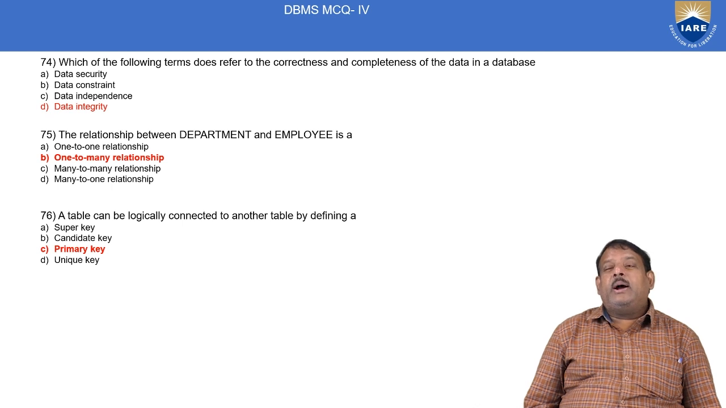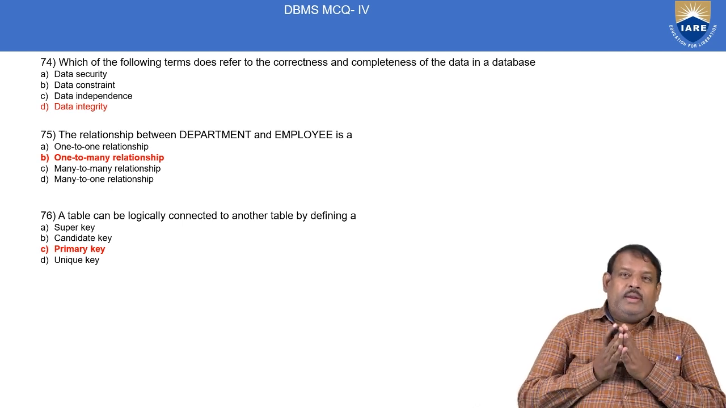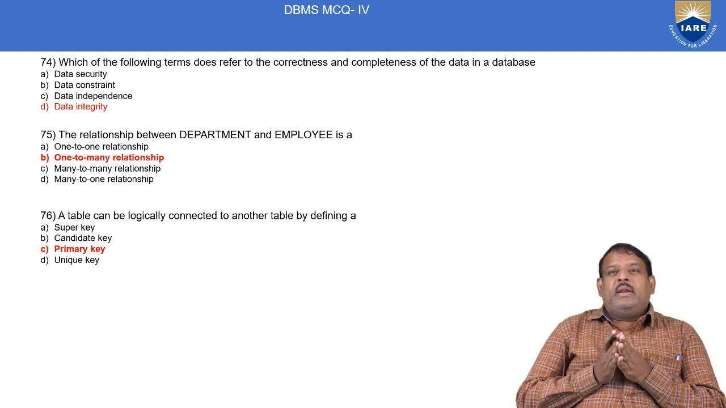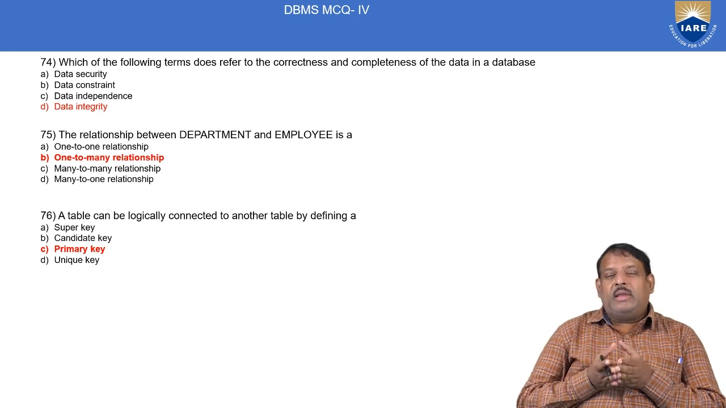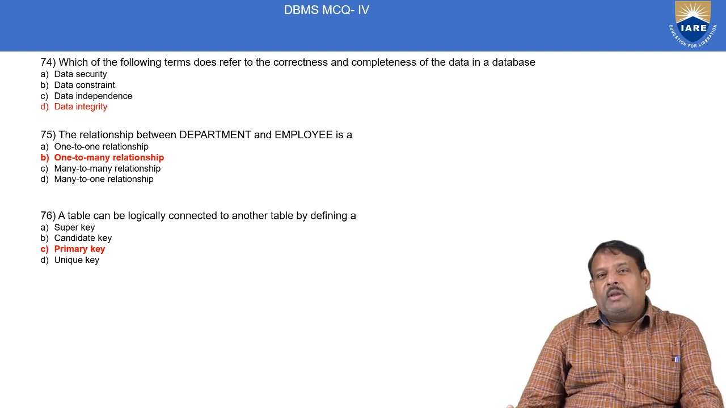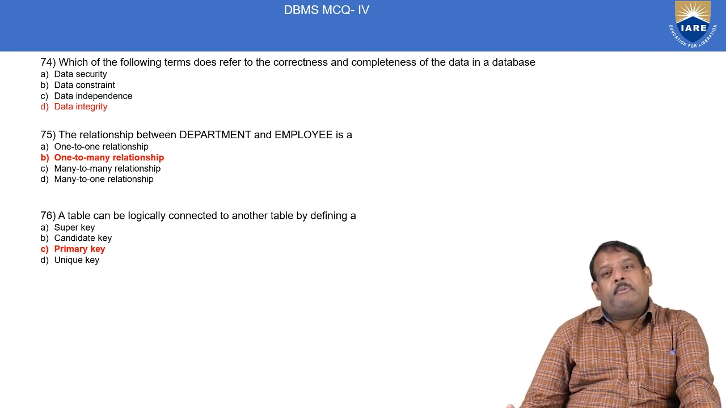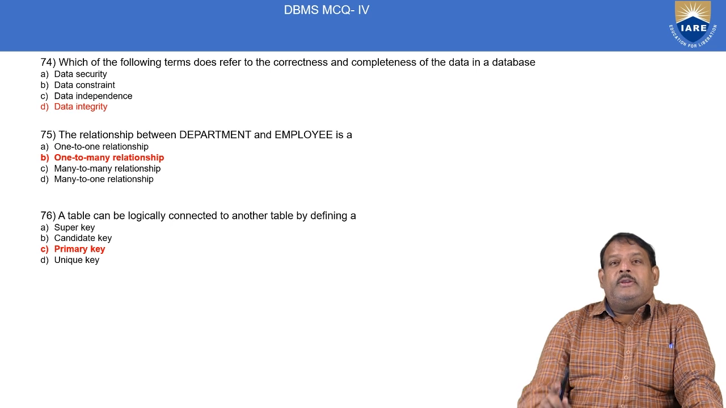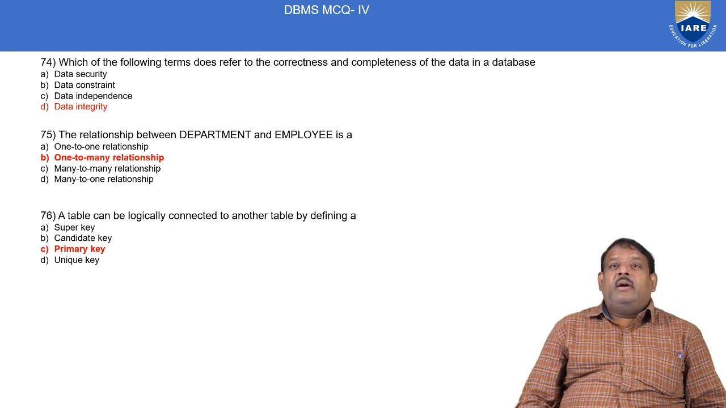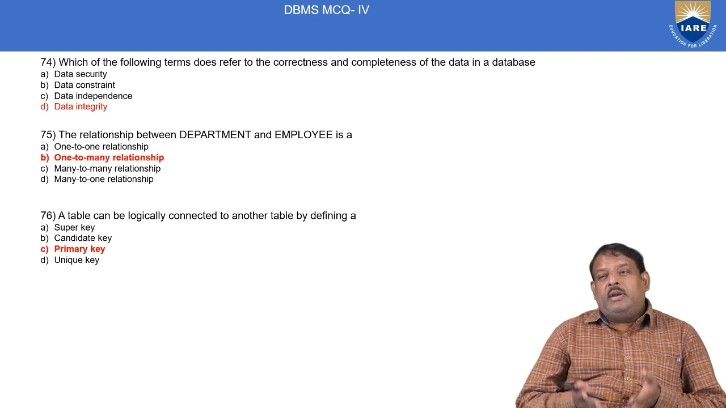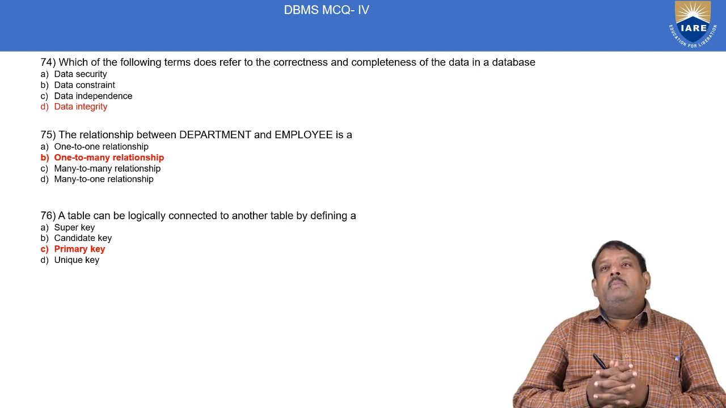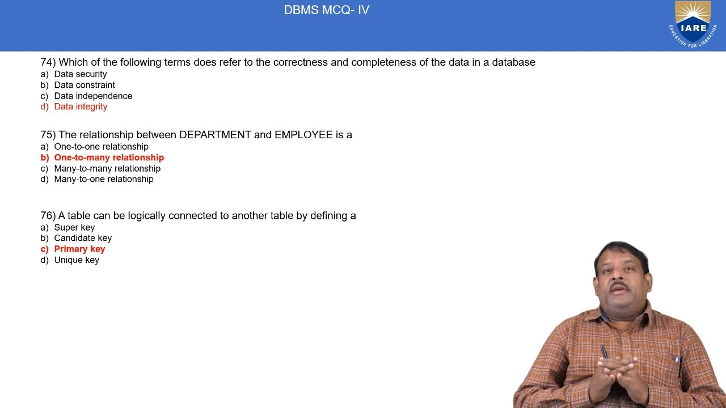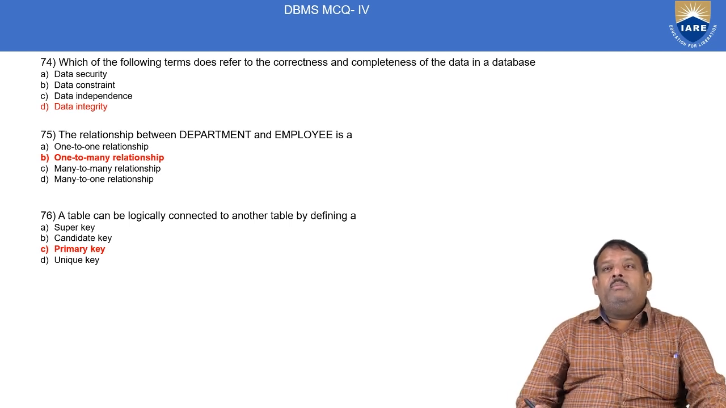A relation between a department and employee. A department can have many employees. An employee can be working in one department. Generally, an employee will be working in a master department. He might be working part time in another department. But an employee is going to belong to a department. So a department can have many employees. The relation between department and employee is a one to many relation.